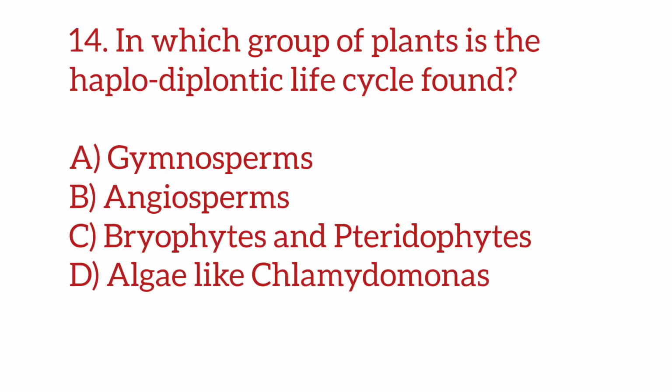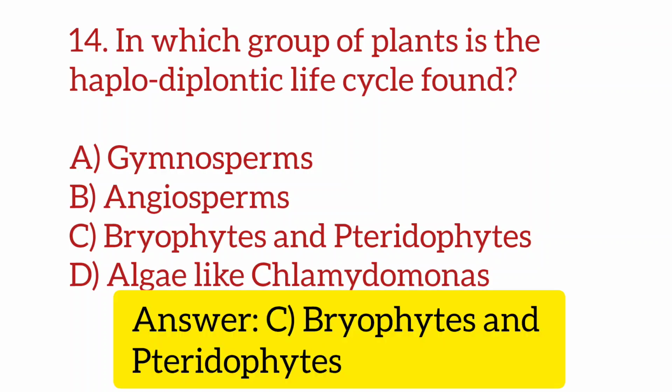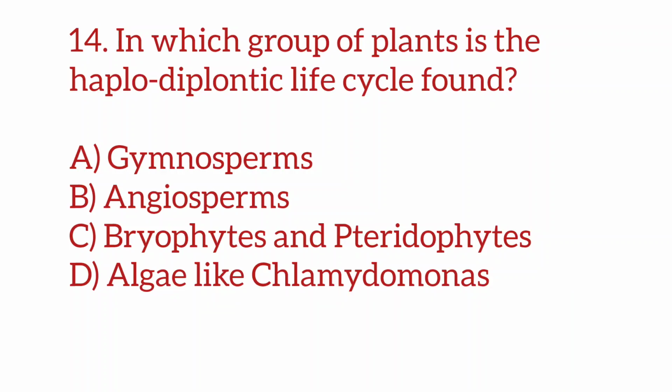14. In which group of plants is the haplodiplontic life cycle found? A. Gymnosperms. B. Angiosperms. C. Bryophytes and pteridophytes. D. Algae like Chlamydomonas. Answer C. Bryophytes and pteridophytes.